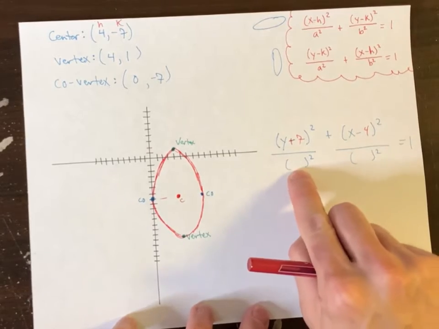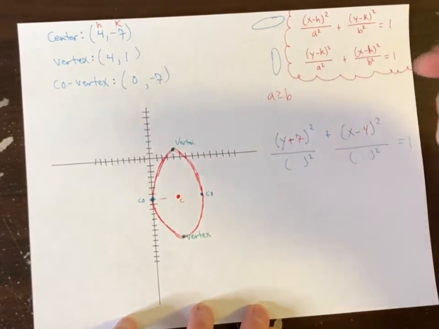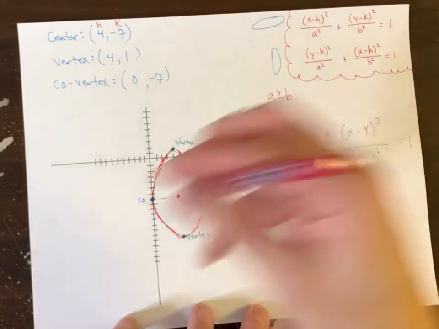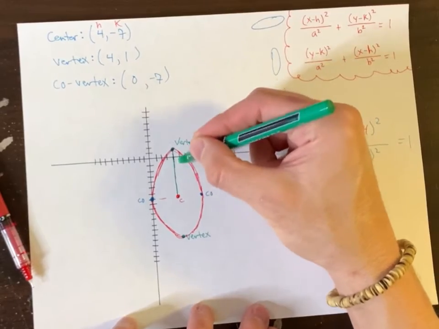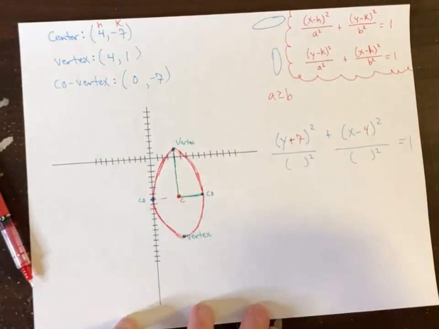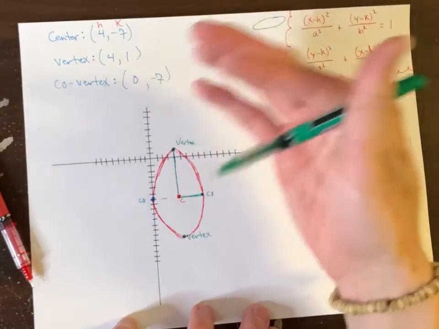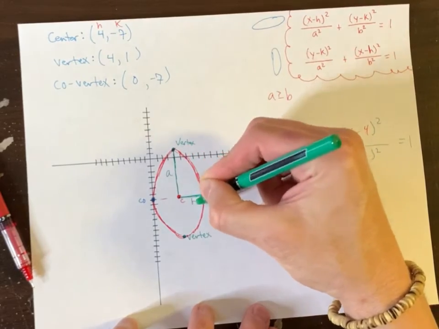Now in here, I need A and B. And A is always going to be greater than or equal to B for ellipses. So A and B are these distances here, whether it be the vertical distance and the horizontal distance. One of these A, one of these B. Visually, since this graph is not too bad, you can see that this bit is bigger. So that's A and that's B.